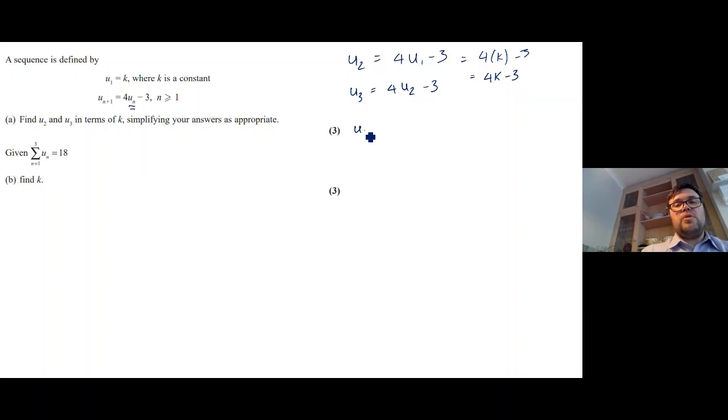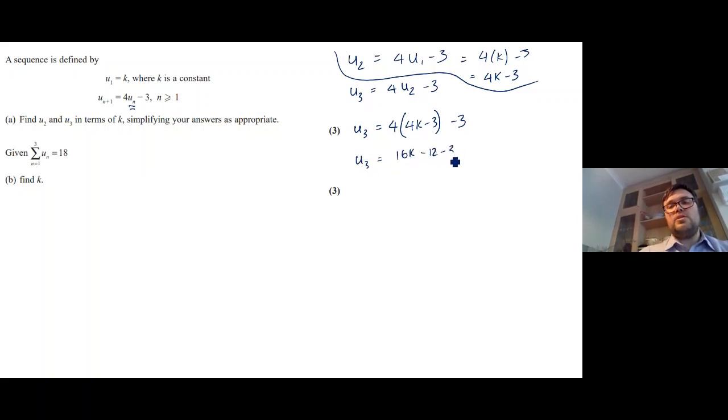Now to work out u3, it is going to be 4 times u2. If I put brackets on, u2 is equal to 4k minus 3, and then minus 3. So u3 equals 16k minus 12 minus 3, so that is 16k minus 15. There's my 3 marks. I've worked it out and I've also simplified it. Can't do anything simpler than that.